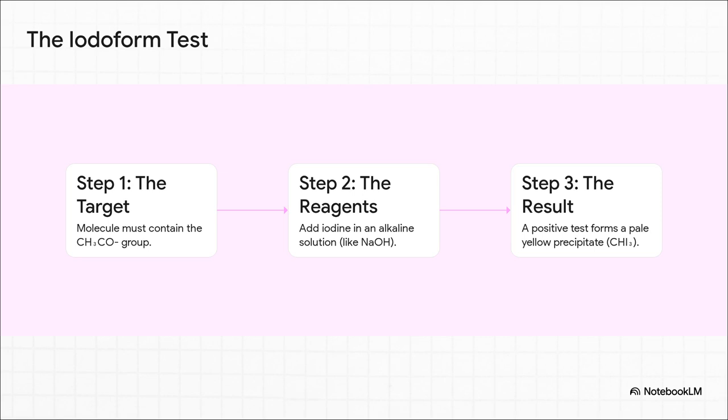Now, what if you need a more specialized tool? The iodoform test is like a heat-seeking missile. It's not just looking for any carbonyl, it's hunting for a very specific structure: a methyl group, that's a CH3, attached directly to the carbonyl carbon. If that structure is there, adding some iodine in an alkaline solution will trigger a reaction that produces this pale yellow solid with a really distinct antiseptic smell. It's a fantastic way to pinpoint specific types of ketones.